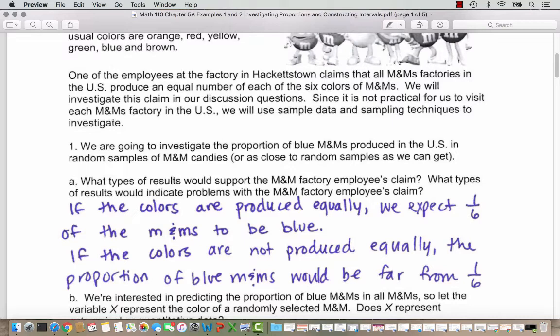We first want to think about what types of results would support the M&M factory employee's claim. What type of results would indicate problems with the M&M factory employee's claim? So we can say if the colors are produced equally, we expect 1 out of 6 of the M&Ms to be blue. Since there are 6 colors, if everything's equal, we would say 1 out of 6. If the colors are not produced equally, the proportion of blue M&Ms would be far from 1 out of 6.